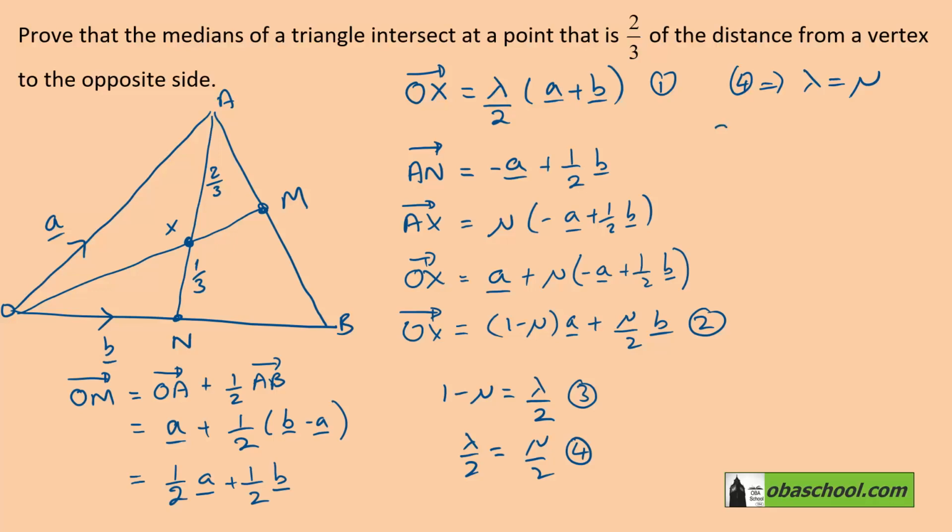Substitute that in 3, and that gives us 1 take away lambda, we're just replacing this mu with lambda, is equal to lambda over 2. So 1 is going to be 3 lambda over 2, that's lambda over 2 plus this lambda, giving me that lambda is 2/3. And if lambda is 2/3, so is mu, and it's showing us that this is 2/3 of the way. So that proof is complete.